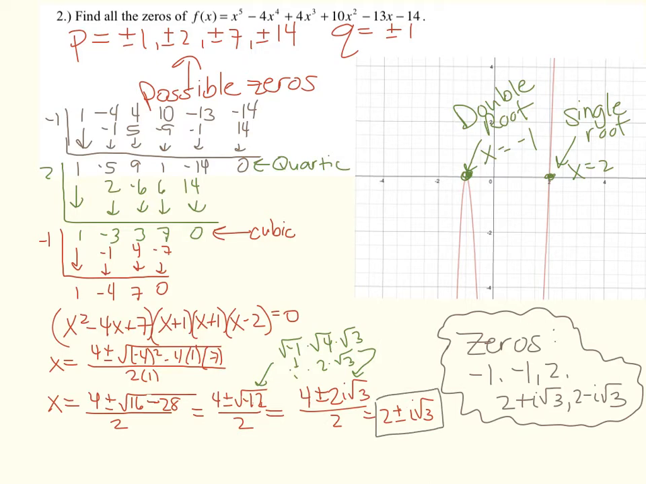So there are my final 2 zeros. It was a 5th degree polynomial. Here are the 5 zeros. -1 was a double root, so it came up twice. 2 plus i square root of 3, and 2 minus i square root of 3. So 2 complex or imaginary solutions, and 1, 2, 3 real.